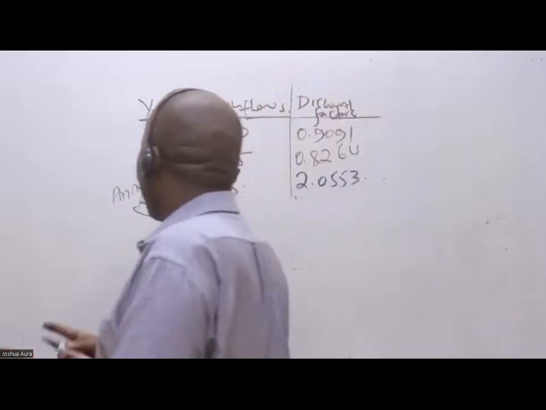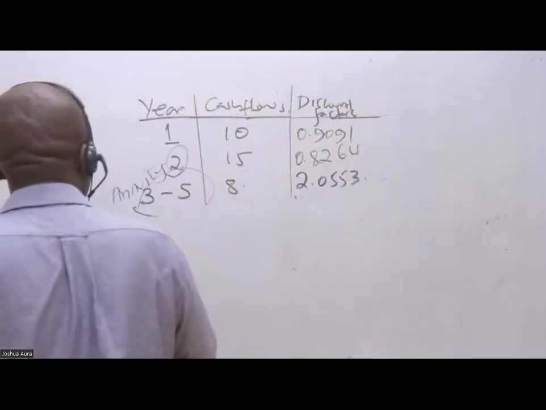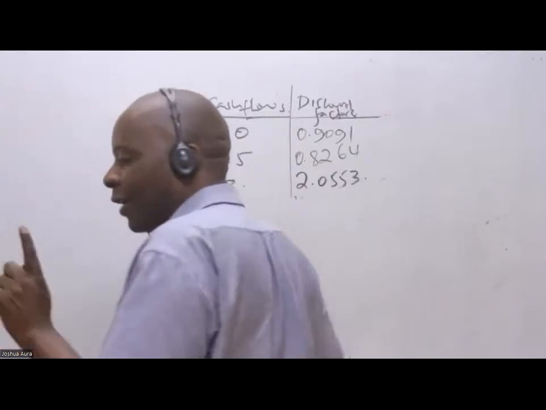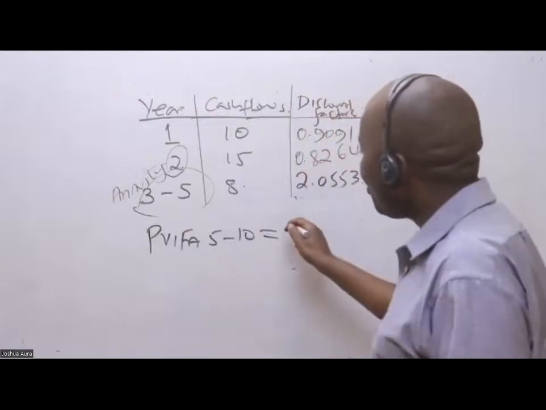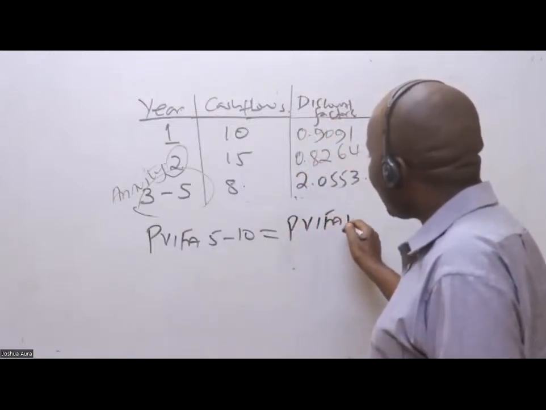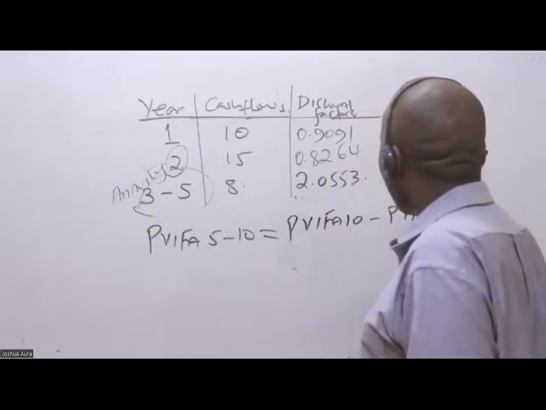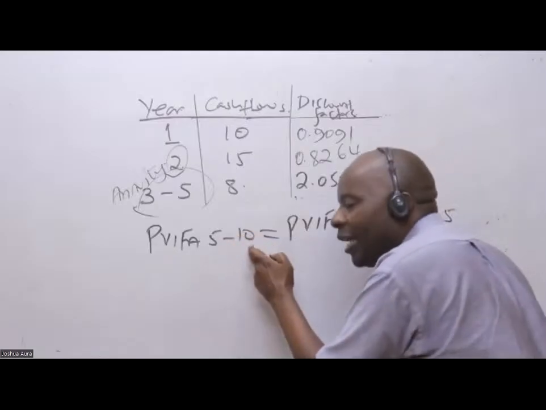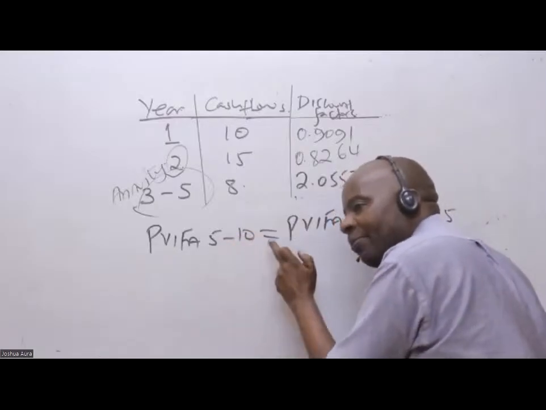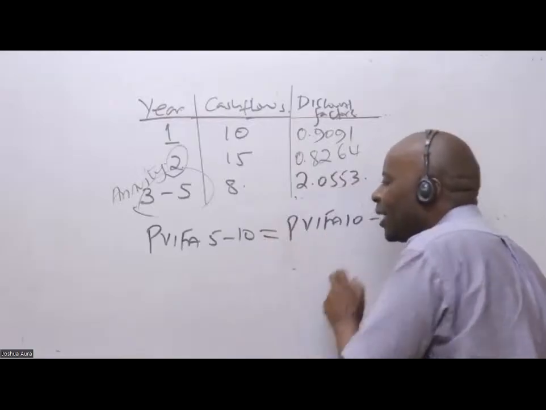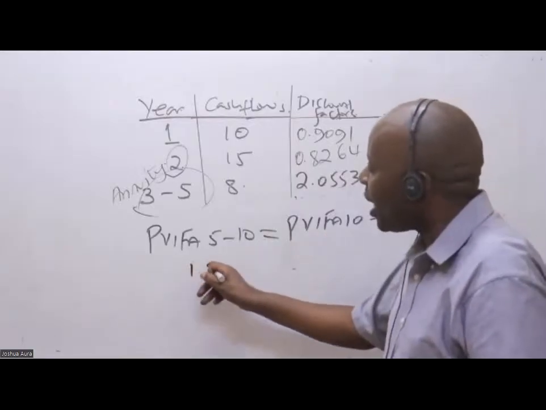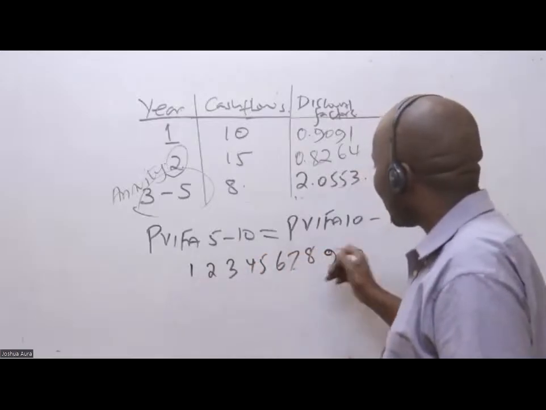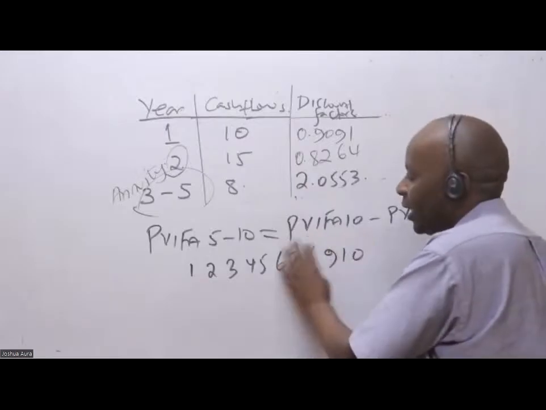If, for example, somebody is talking about PV 5 to 10, the worst mistake I will make is to say PV 10 minus PV 5. Please, 5 is in the wanted period. If I say PV 10, that means I have 1, 2, 3, 4, 5, 6, 7, 8, 9, 10. This is PV for the first 10 years.